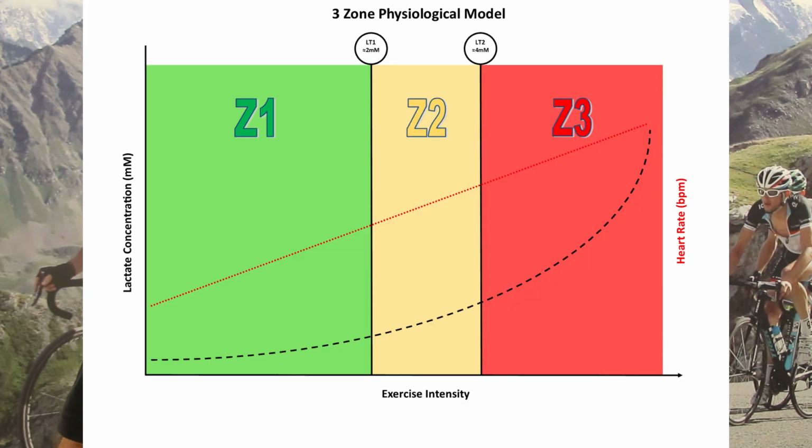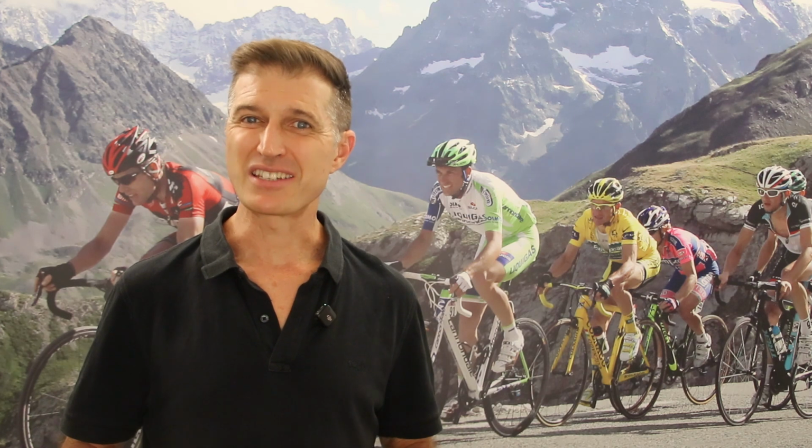Now, if we work harder still, you can see that we reach an intensity at which the lactate levels rise rapidly in an exponential fashion. This is known as the second lactate turn point. It's also called critical power or threshold power, or the maximal lactate steady state. Cyclists tend to call this FTP, although FTP is a less accurate measurement.